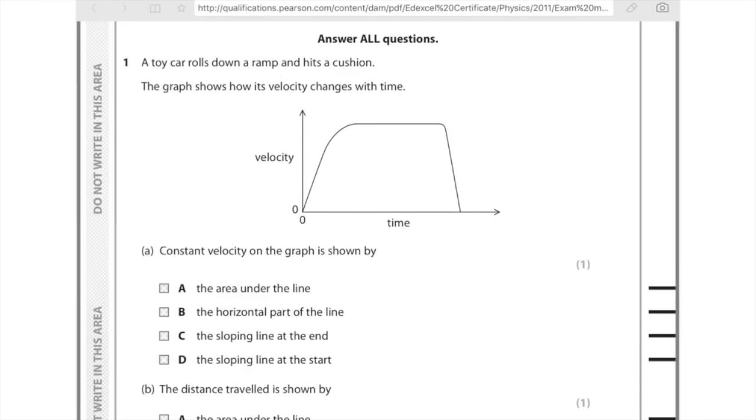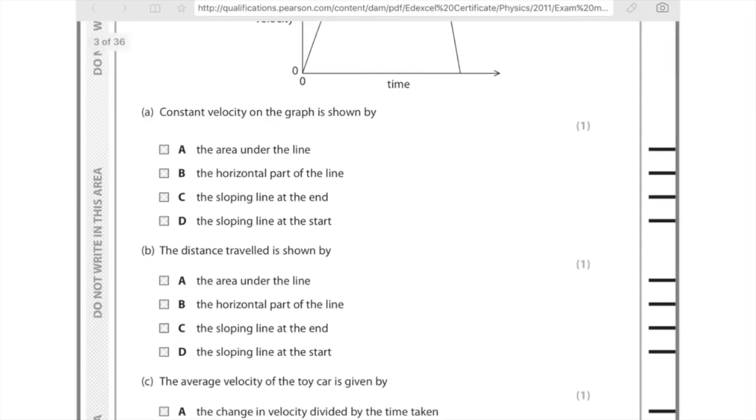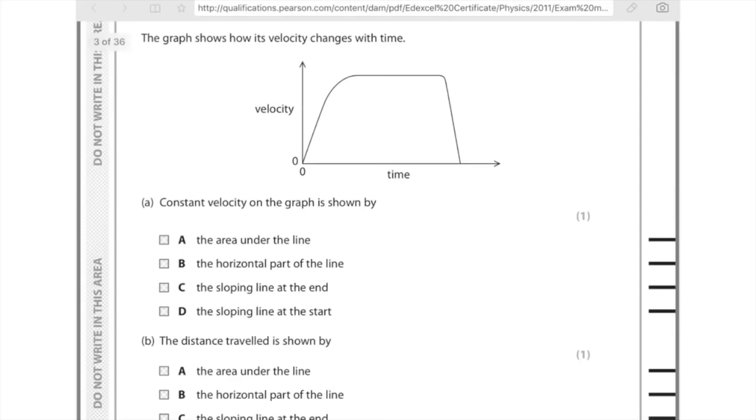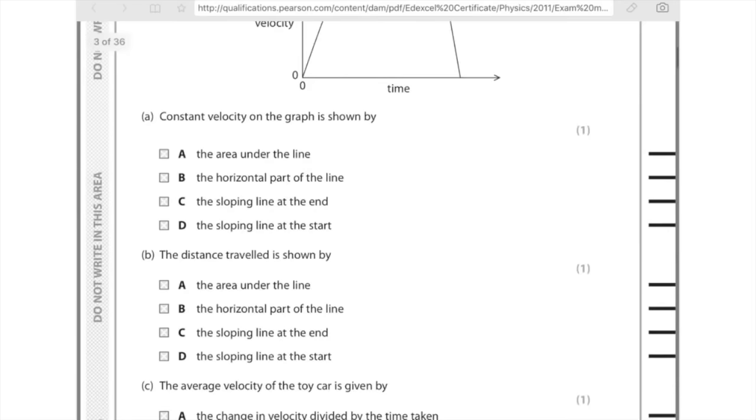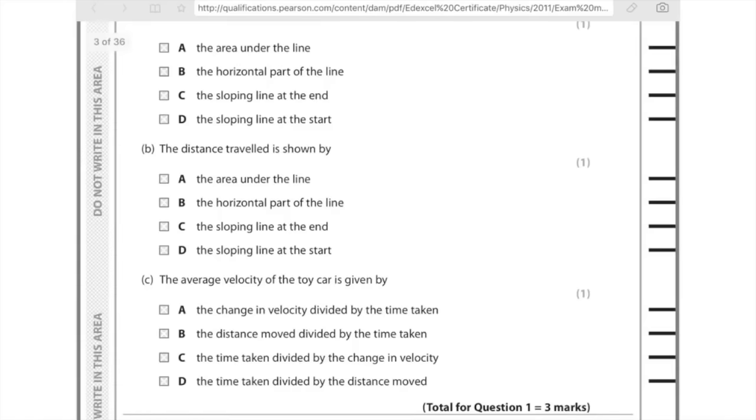And with these sorts of questions, rather than reading the options through and getting confused, I would look at the question first of all, work out what you think is the answer, and then see if that is an option below. The distance travelled is shown by, well, again, I told you to work out distance, it's the area under the graph line. Let's look at the options, and that's A. The average velocity of the toy car is given by, so remember your equation, velocity or speed equals distance divided by time, therefore that is B.